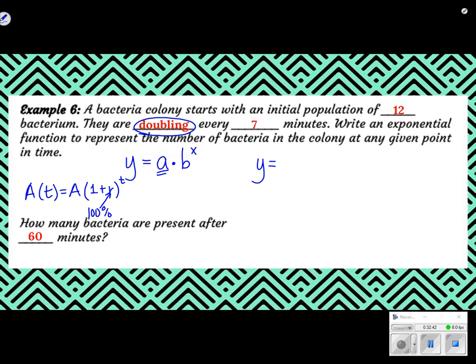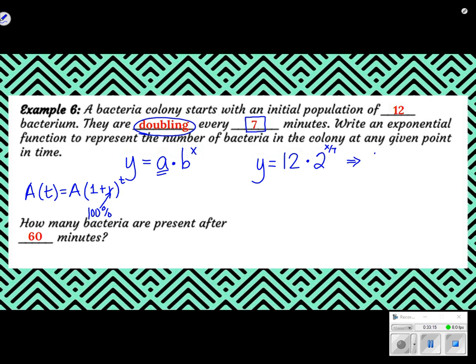We start with 12 times 2, and then I have this extra piece, the 7. That kind of goes back to the iodine example that we looked at. Every 7 minutes, they're doubling. So I want to take that time and divide it by 7, because then it'll be like cutting it up into chunks of 7s. This 60 is not divisible by 7, so that means it's going to be midway through a doubling cycle. So this is going to be x over 7.